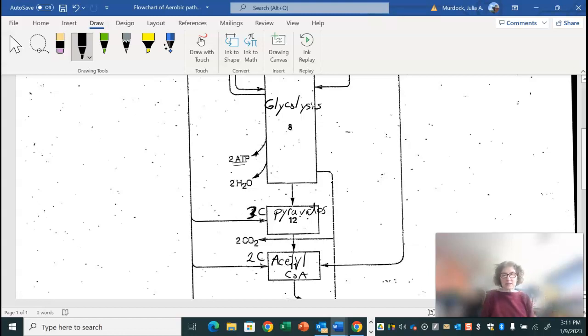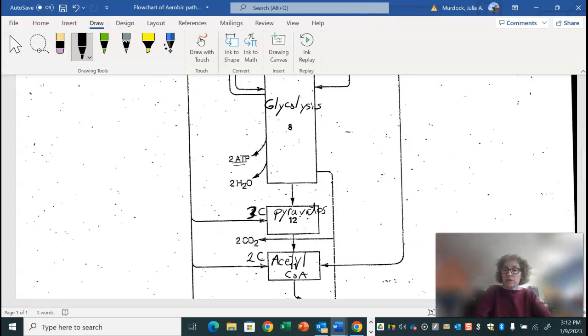And keeping track of the number of carbons is very useful as far as orienting ourselves on what's happening to the molecules, right? So the glucose is broken down into 2 3-carbon pyruvates, and you get 2 ATP from that. And then the pyruvates go into the mitochondria. And in the mitochondria, a carbon is broken off as carbon dioxide, and they turn into 2 carbon units.